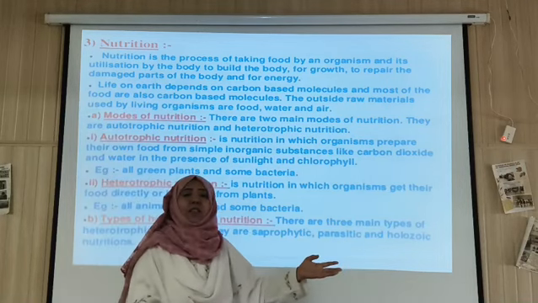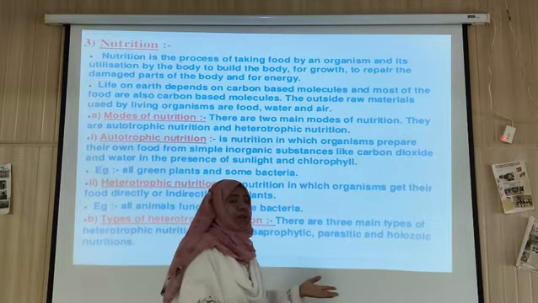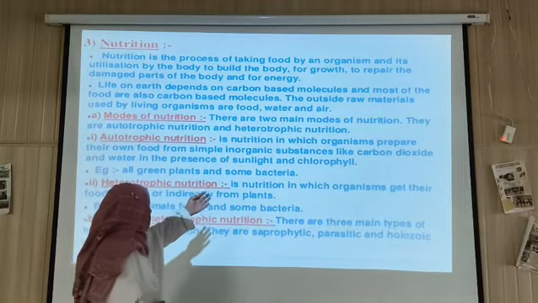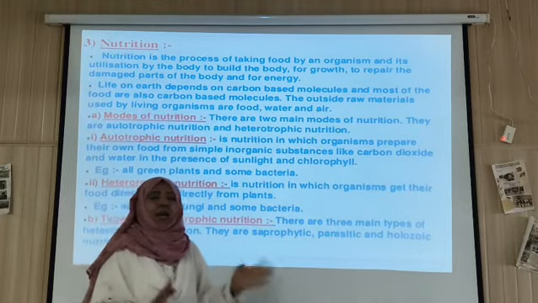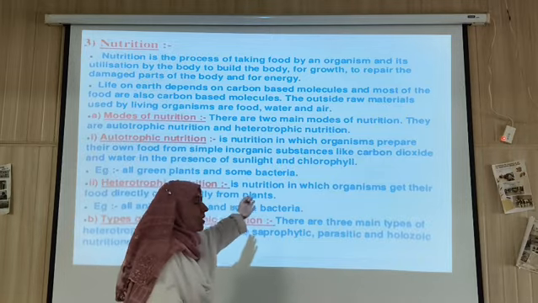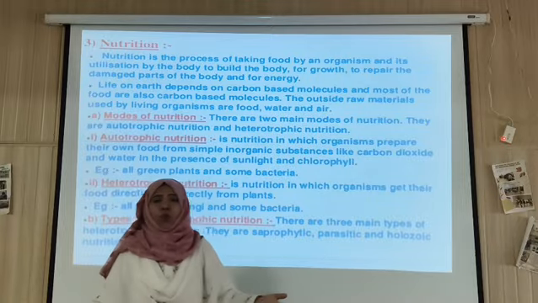The simplest carbohydrate is C6H12O6. But this carbohydrate is stored in plants as starch. So all green plants and some bacteria prepare their food by this autotrophic mode of nutrition. So they are called autotrophs simply.